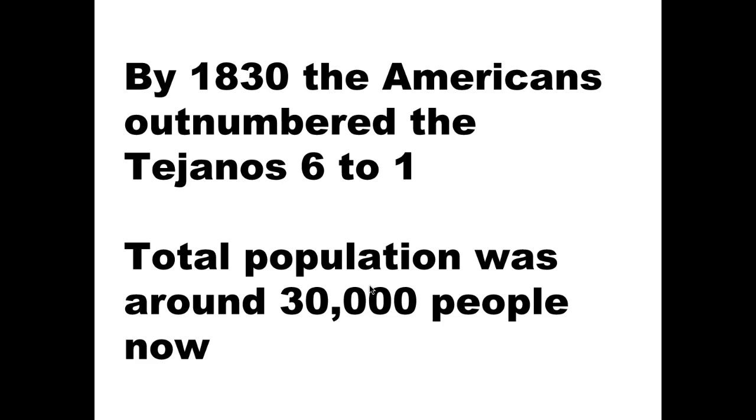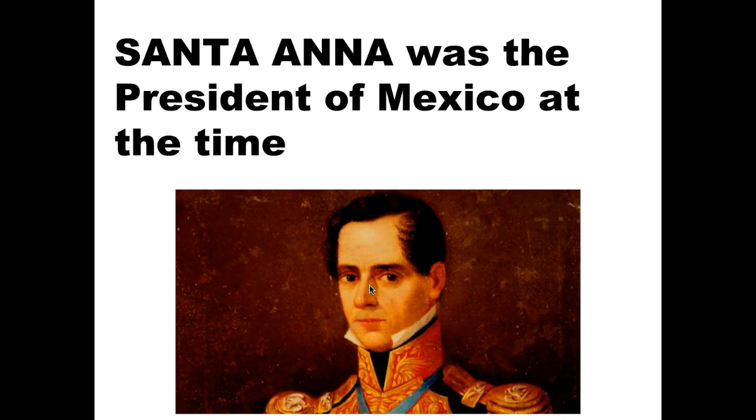The Americans are going to eventually begin to think about, well, we have a huge numbers advantage. What if we just decide that we want this territory and we don't want to follow the laws of the Mexican government. Now, at this time period, Santa Anna was the president of Mexico. He's also kind of the military leader of Mexico at the same time. And he becomes very suspicious and not really sure of all these American families that are moving down into this area.